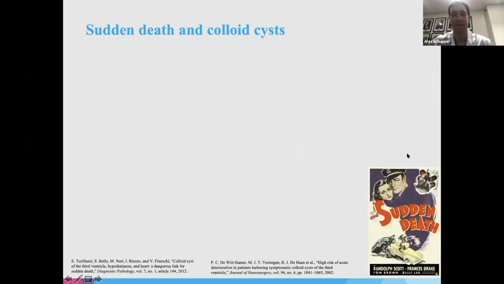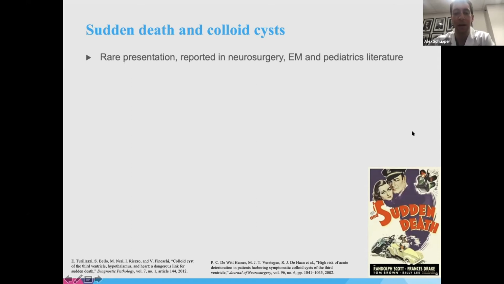So sudden death, right? Sudden death is the anecdotal fear that we have with colloid cysts, and why, even though these are benign cysts, we take them very seriously, because we've seen that not just in the neurosurgery literature, but throughout the emergency medicine and pediatrics literature, that drop attacks can happen, and they're often associated with colloid cysts.